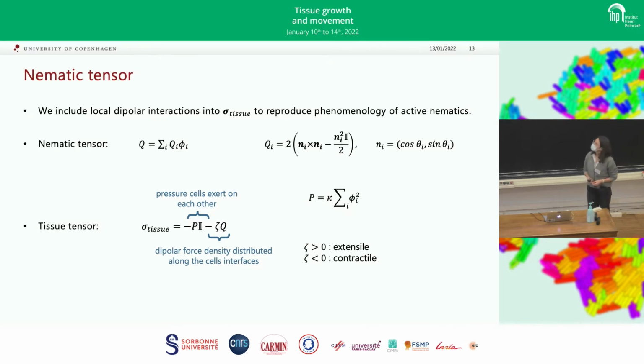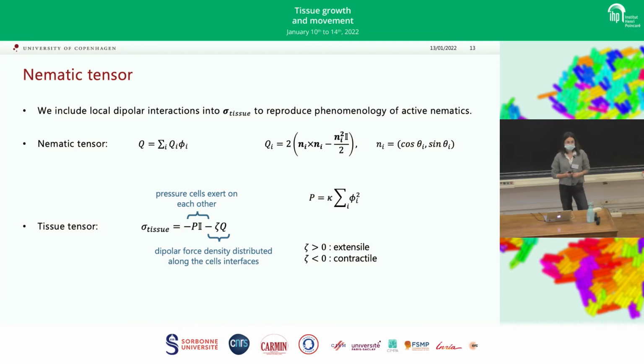So then we write the tissue stress tensor as having two terms. It has a pressure term, so pressure from the neighboring cells, and it has this second dipolar force density distributed along the interface, which is essentially the activity term. Zeta is the activity parameter, and it can be either positive, modeling extensile activity, or negative, modeling contractile activity. And this term is exactly what we have in a continuum theory, so it makes it very easy to then relate the two models and make a comparison.